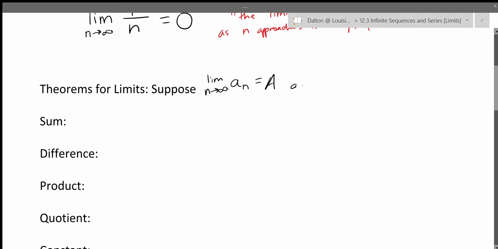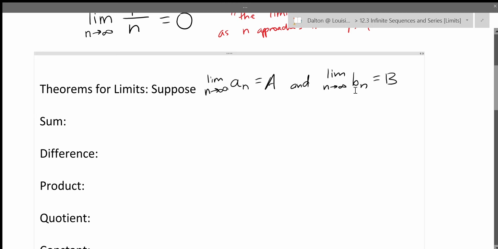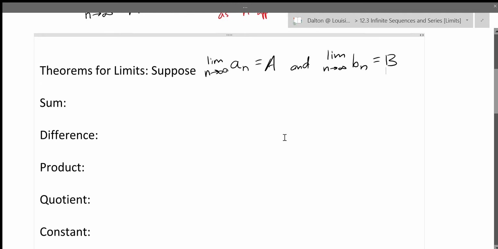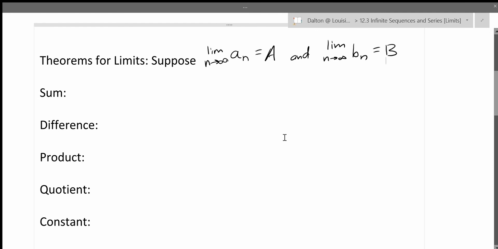And we're going to do the same thing with b. If I have a different sequence and I say, okay, the limit as n approaches infinity of b sub n, a different list of numbers, and I'm going to call that limit equal to b. This is just going to prevent us from writing out the limits over and over again. And similar to your exponent and logarithm rules, we have theorems for limits.